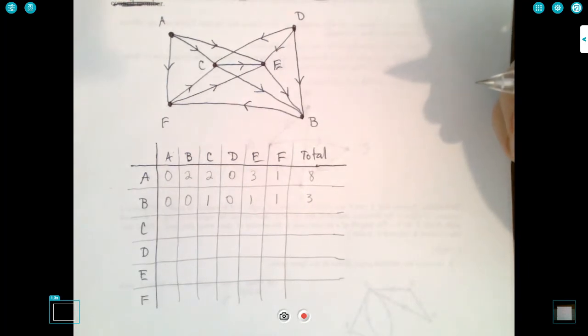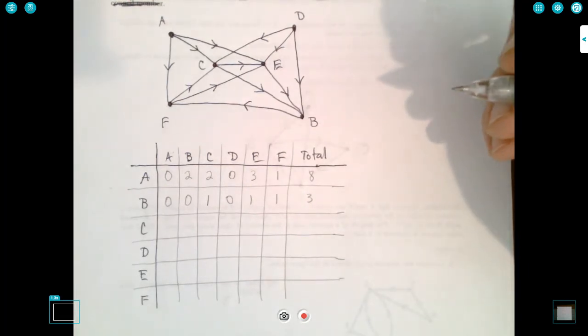All right? That one was kind of easy. Maybe we'll do another one. Let's do another one together, and then I'll pause and do the rest.